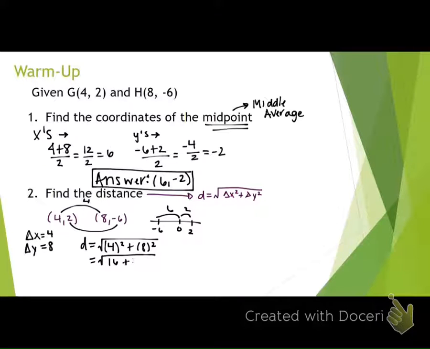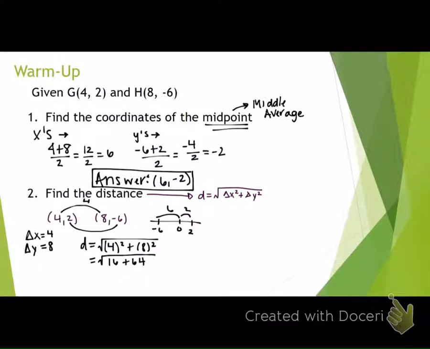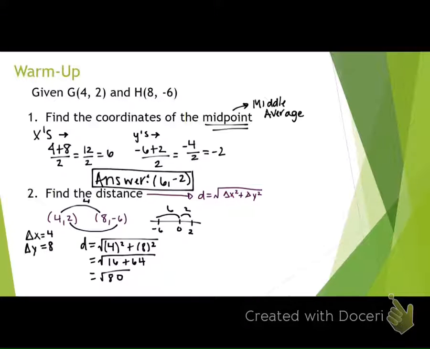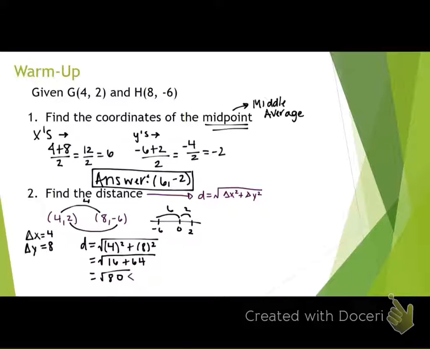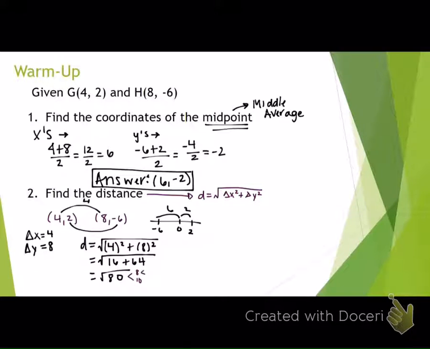so that's 16 plus 64. So that's 80 there. Sophia, right? What do we need to do here, though? We still need to simplify it. So what goes into 80? 8 and 10. Okay, what goes into 8?